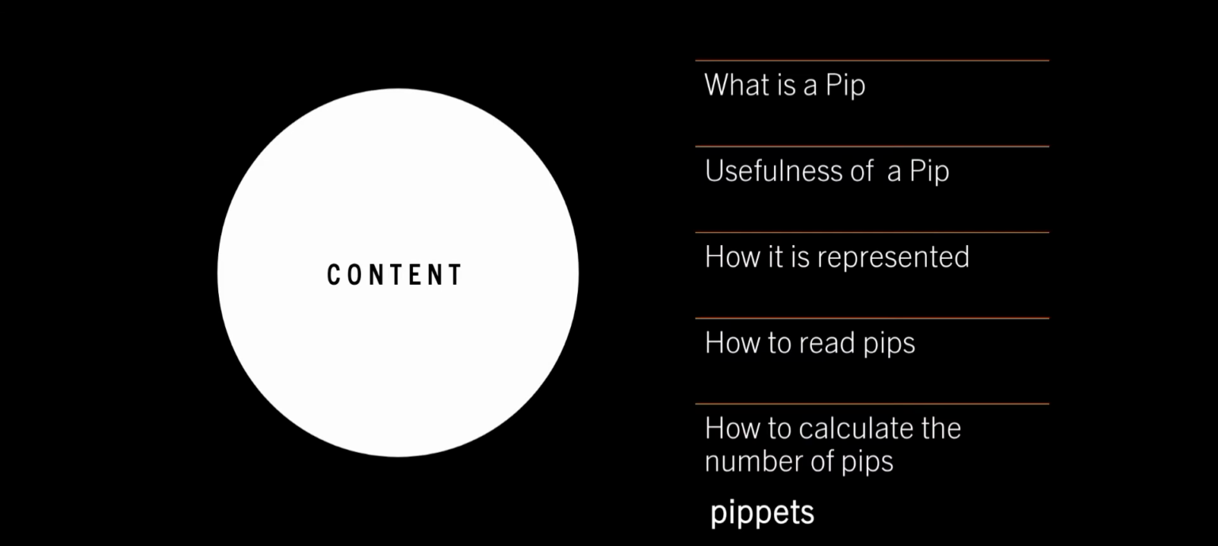Let's head right into today's lesson. So today we are going to be understanding what a PIP is. We are going to be understanding the usefulness of a PIP, how a PIP is represented on your forex platform, how to accurately read and interpret pips, and how to calculate the number of pips. And all of this is going to give you an edge over the market. We are also going to be looking briefly into pipettes and what they mean as well. Let's head right into it.